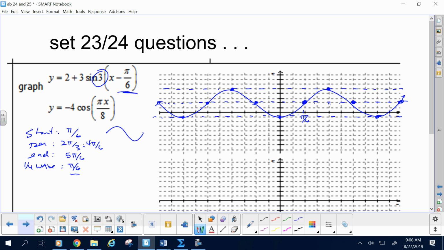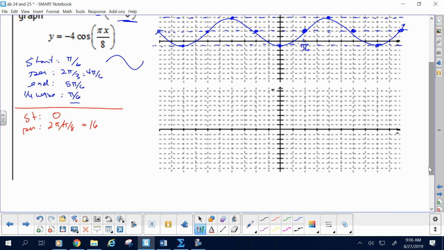So, negative 4 cosine pi x over 8. The starting point, is it shifted horizontally at all? No, so it starts at 0, and I'm saying quote unquote start, it doesn't really start or stop anywhere, it's infinite, but period. 2 pi divided by pi over 8 is 16. A full period is 16, not 16 pi, just 16. So it'll start at 0, go 16 units, ending at 16 units. And what's a quarter wave? 4. So do you want to go by 1s, 2s, 4s?